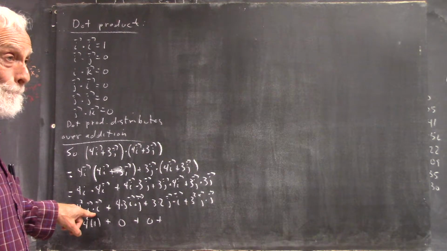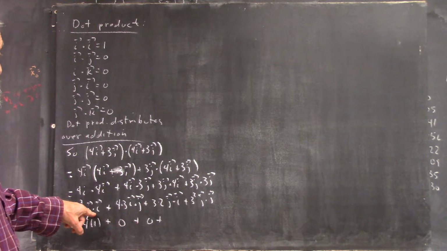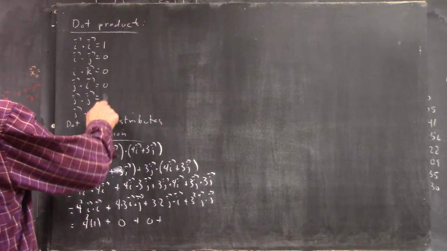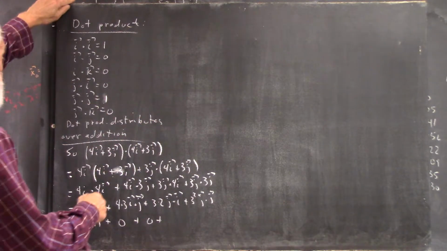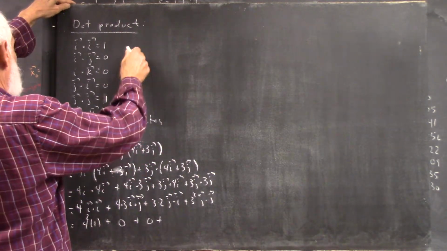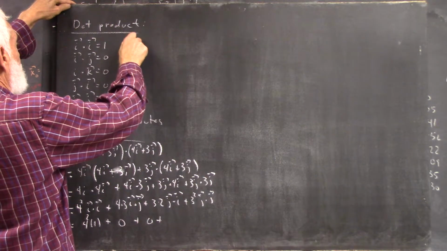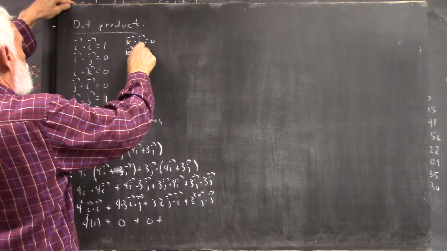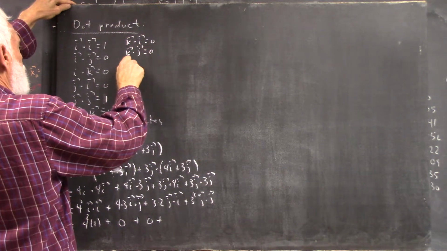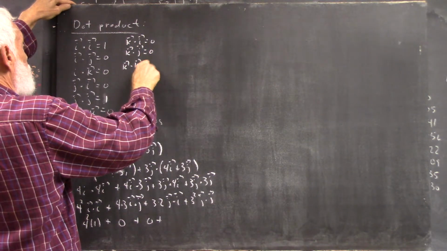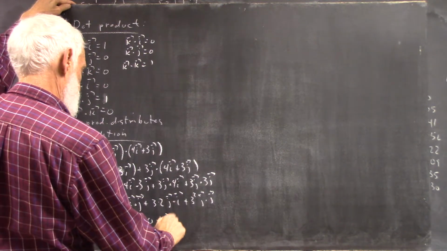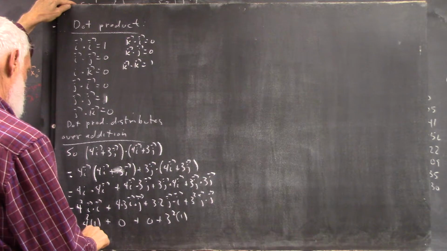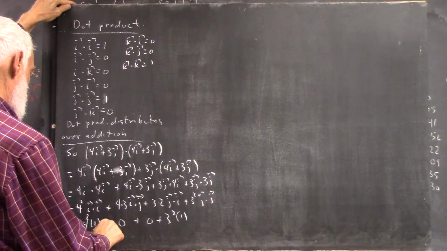I wrote the rule up there wrong, by the way. I'm sorry? j dot j, yes, I wrote that down carelessly. I also didn't write the rest of them. You've got k, right? And let's write it down correctly this time. k dot k is 1, right? Okay?